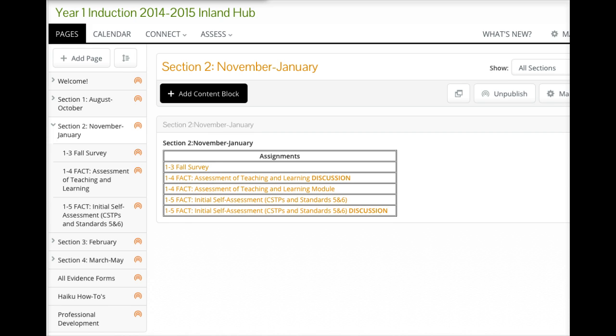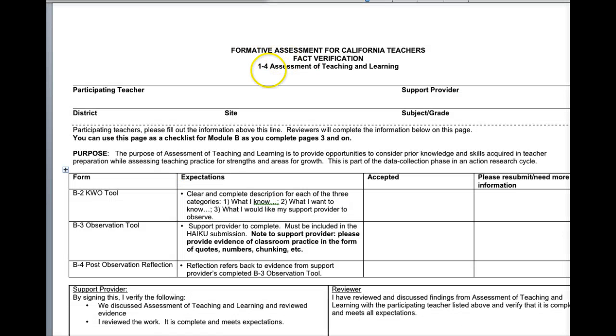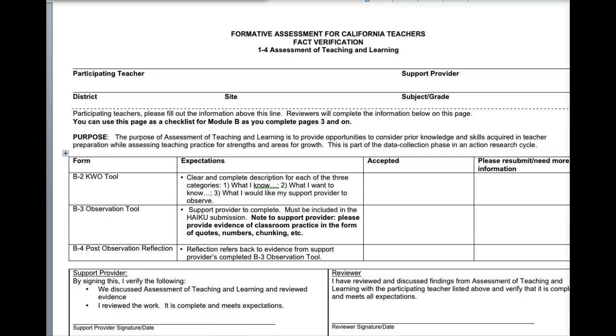So here we have the discussion for 1-4. Here's 1-4 itself, or Module B. We then move right into the initial self-assessment based upon the CSTPs and standards 5 and 6, and then a discussion as well. So those are the areas that we as district leads are going to be reviewing between November and January. So let's go directly to 1-4 Assessment of Teaching and Learning, or Module B, as some of us old folks like to call it.